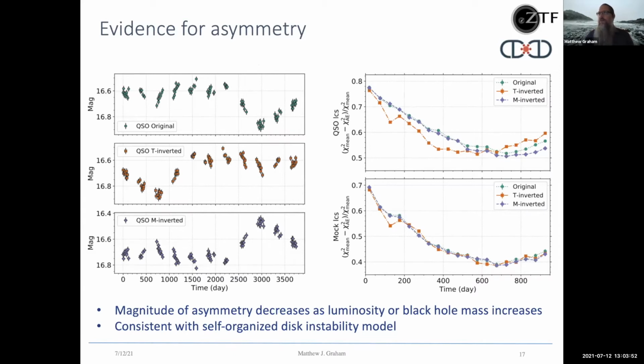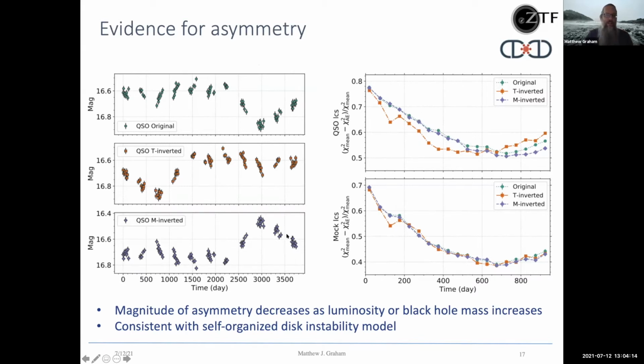In fact, the damped random walk model assumes time reversibility, as I said. So there are problems with what we are currently doing, and the things that we need to be feeding into what we're doing for modeling, simulating. The other thing is that the magnitude of the asymmetry seems to decrease as luminosity or black hole mass increases. So there's a physical effect on this.